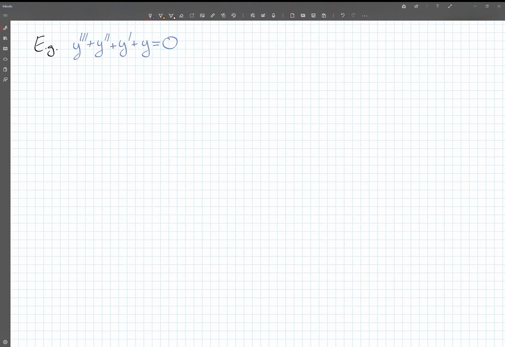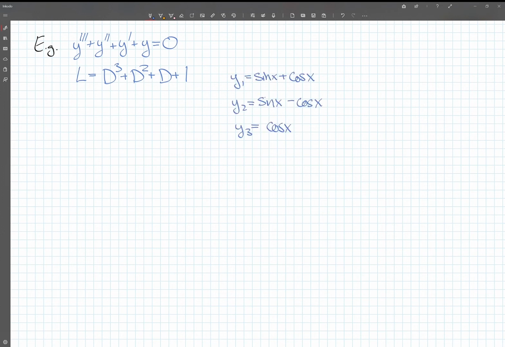We're going to consider the equation y triple prime plus y double prime plus y prime plus y equals 0. If we were to rewrite the linear operator associated to that, it's going to be D cubed plus D squared plus D plus 1. That's a linear differential equation. It's regular. The coefficients are all 1, so they're continuous. So you can check that these are in fact 3 solutions of that particular differential equation. Maybe pause the video and verify it for yourself. I'm not going to go through it.